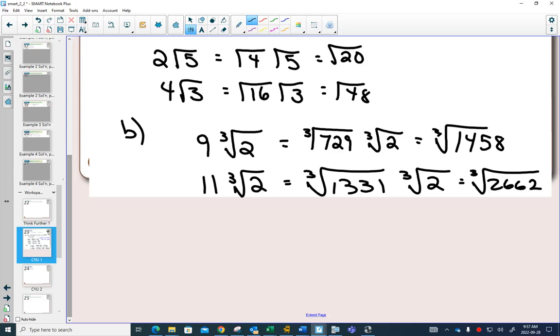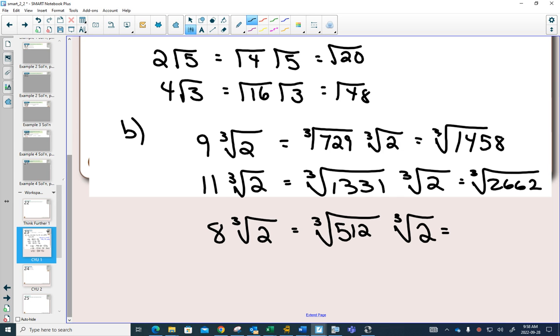And then finally, 8 cube root of 2. And 8 times 8 times 8, 512. Okay, please double check these for me with your calculator. And so we get the cube root of 1024. Anybody, did I make any mental math mistakes as I was doing them?